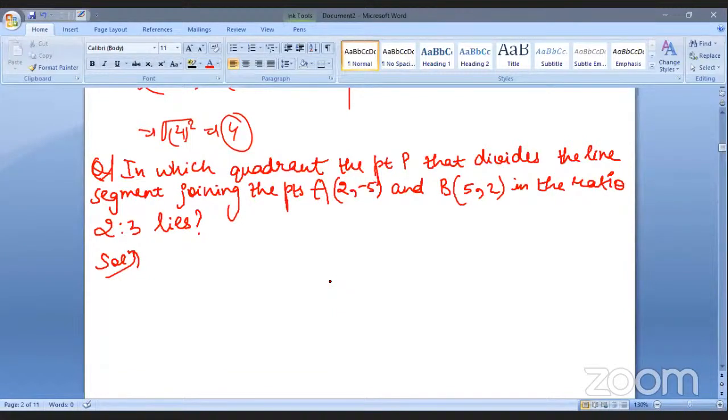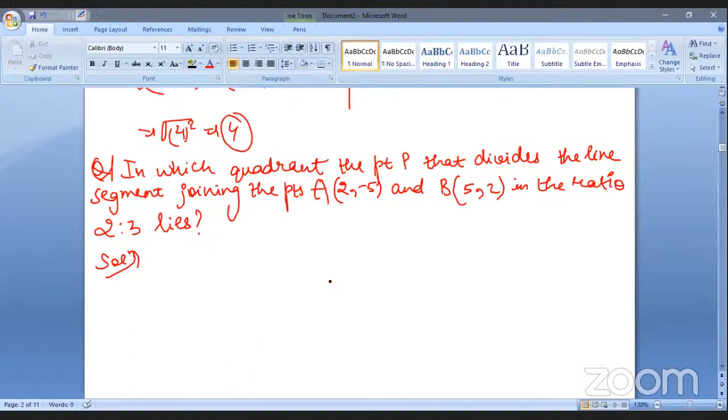Tell me the answer. Quadrant. Sorry? Fourth quadrant. Fourth quadrant. Okay. I want more answers. It's too hot. Oh. Fourth quadrant. Fourth quadrant, right.